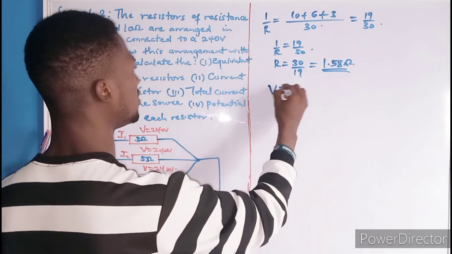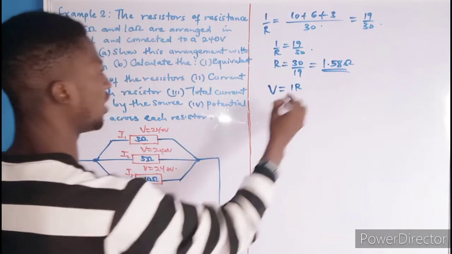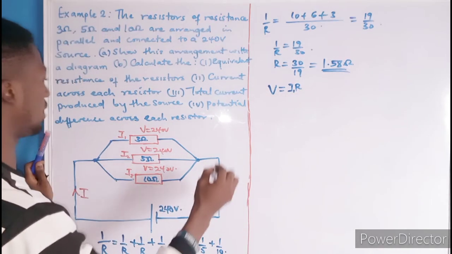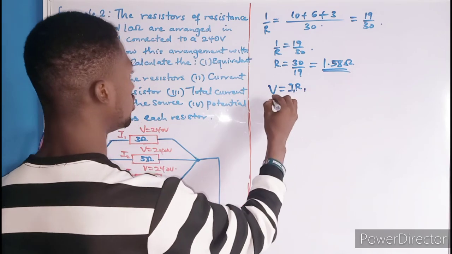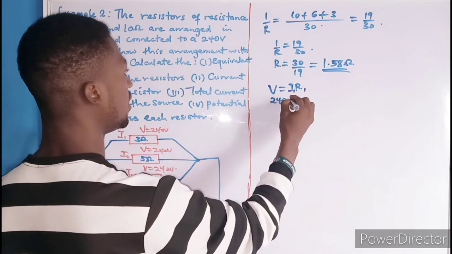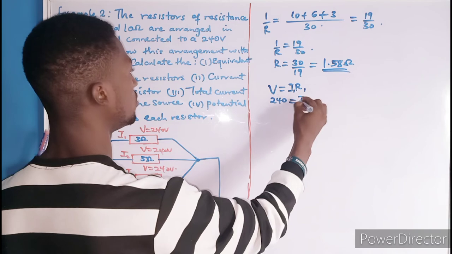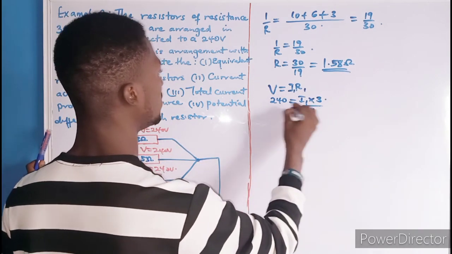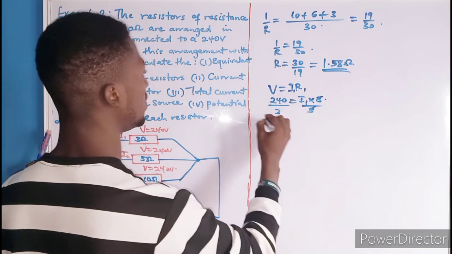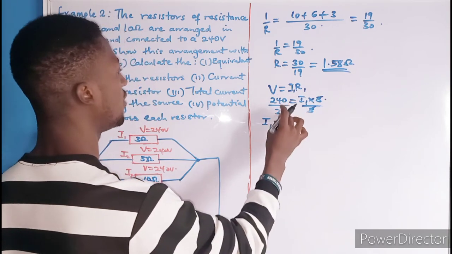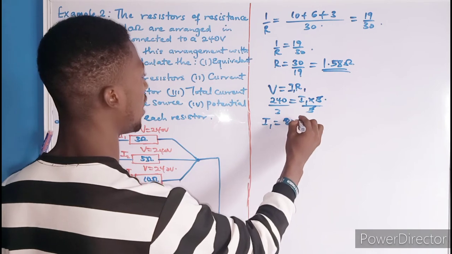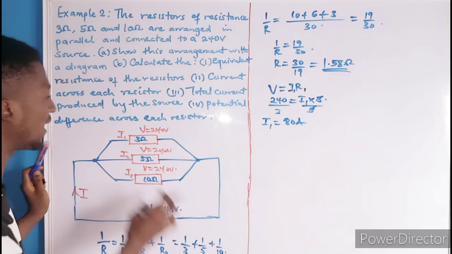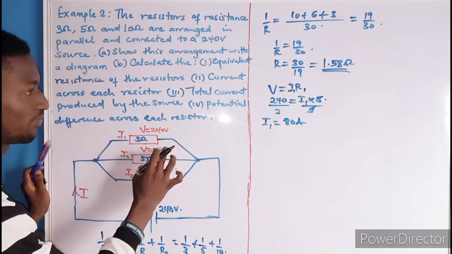We have that V is equal to IR. But here it will be I1, so you don't get it wrong. I1 and your R. So what's your V? V is said to be 240, equals I1, which is unknown, times R, which is 3. So divide by 3, divide by 3. This will cancel this. My I1 is 3 in 24 is 8, so I1 has to be 80 ampere. So it means that it is 80 ampere of current that is flowing across this particular one.